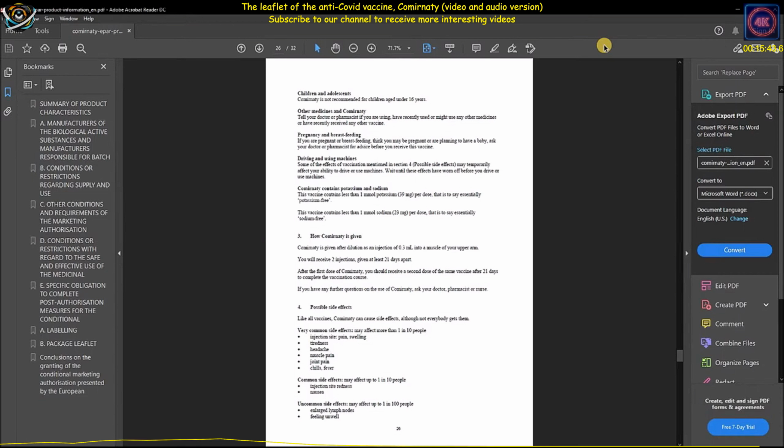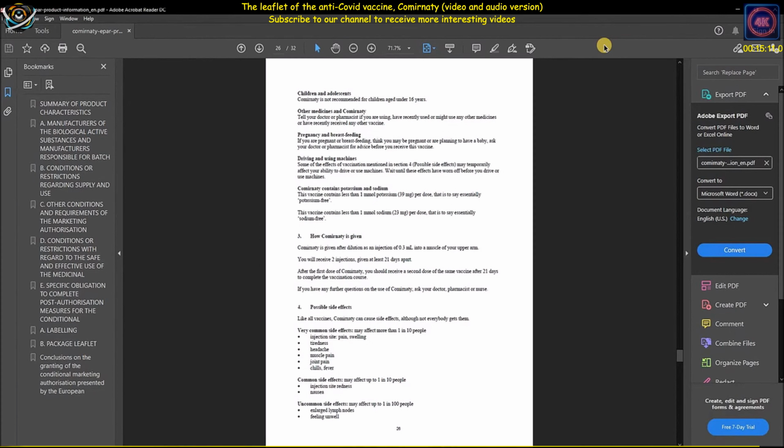3. How Comirnaty is given. Comirnaty is given after dilution as an injection of 0.3 ml into a muscle of your upper arm. You will receive 2 injections, given at least 21 days apart. After the first dose of Comirnaty, you should receive a second dose of the same vaccine after 21 days to complete the vaccination course. If you have any further questions on the use of Comirnaty, ask your doctor, pharmacist, or nurse.